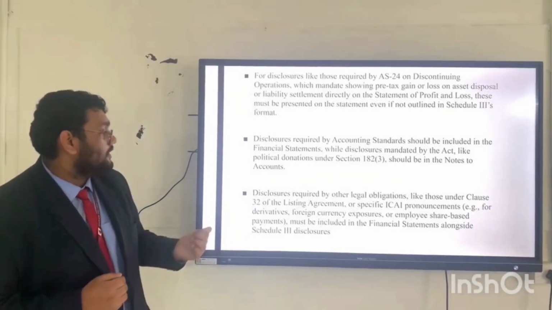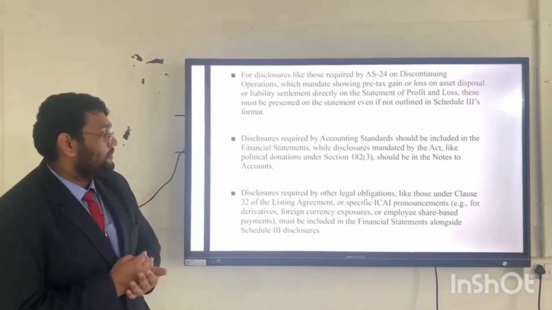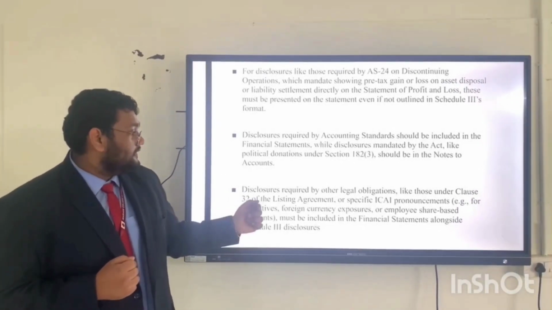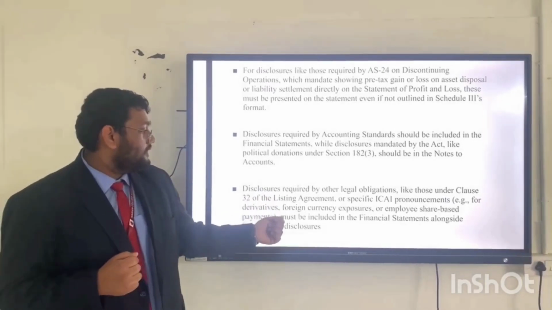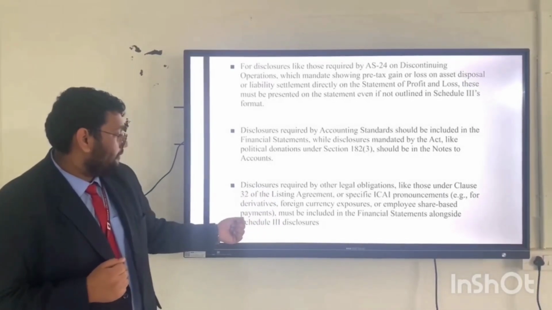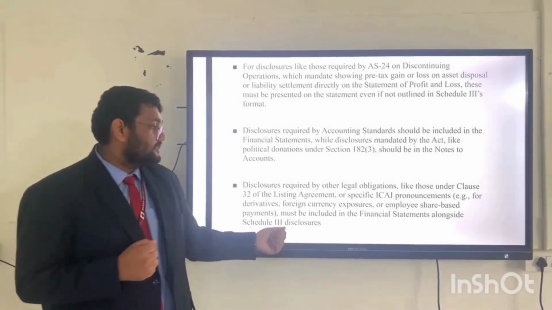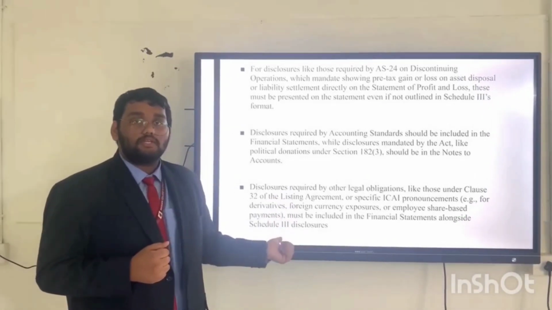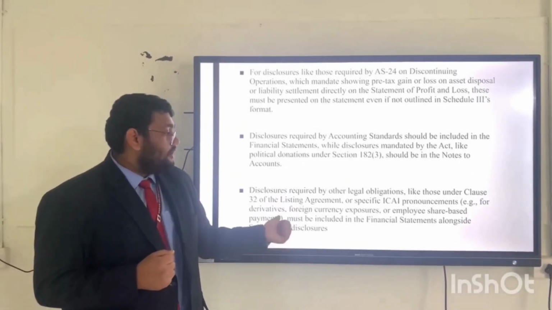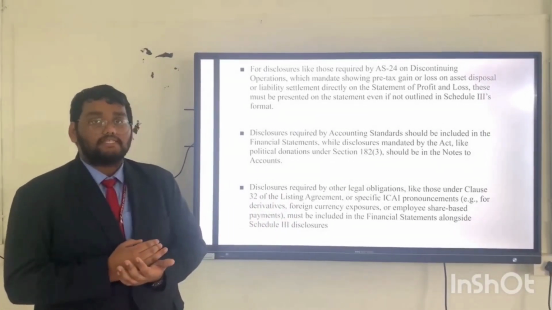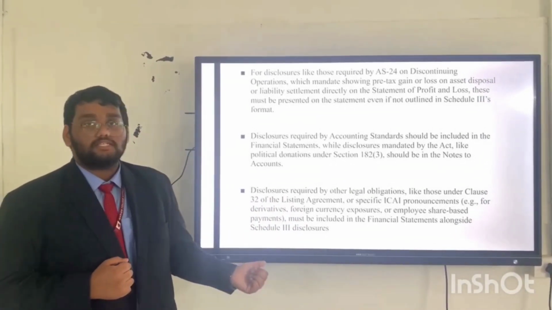The seventh one shows that disclosure required by other legal obligations, like those under clause 42 of listing agreements, such as derivatives, foreign currency exposure, or employee share payments, must be included in the financial statements along with Schedule 3 disclosures. This means that even if Schedule 3 does not specify these requirements, those required by other legal obligations should also be included in the financial statement, even if not mentioned.